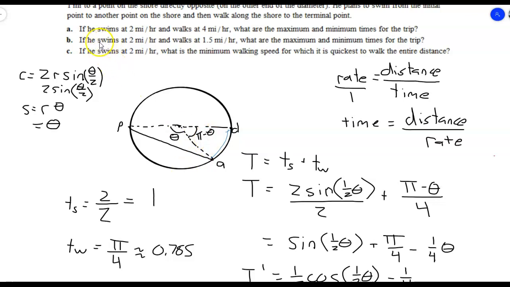So I want you to go ahead and try B and C. Really all you're doing is just changing, well, for B, you're going to keep this at 2 here, but you're going to change this to 1.5. And then for C, you're going to keep this here at 2. And then it says, what is the minimum walking speed for which it is quickest to walk the entire distance? So see what you come up with that, and let me know in the forums.